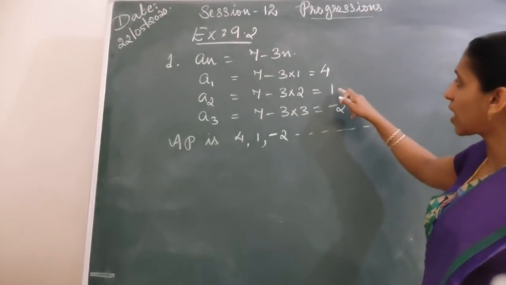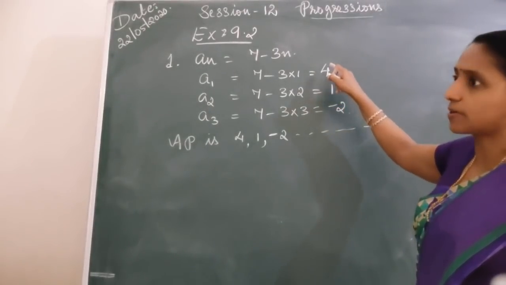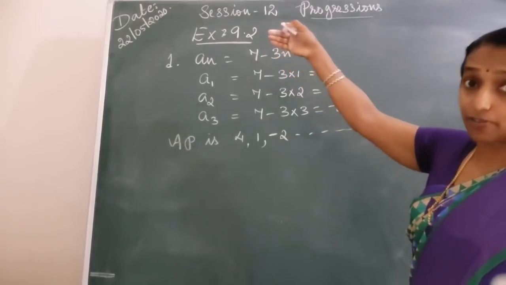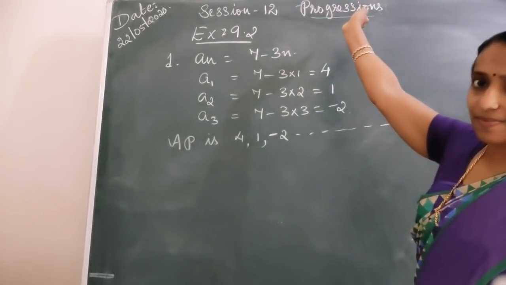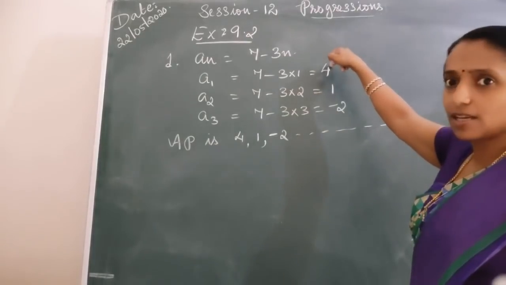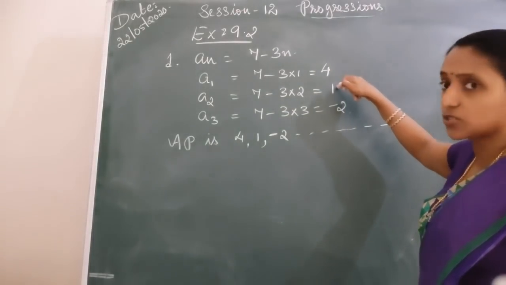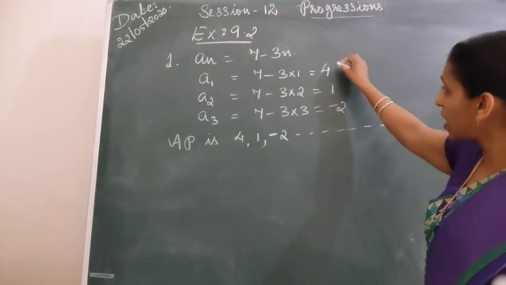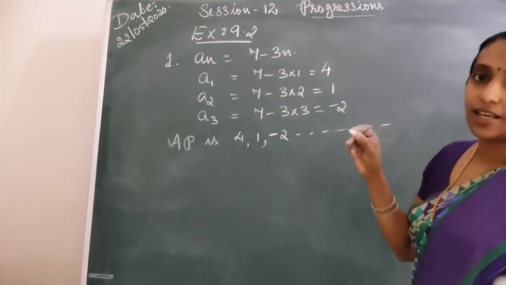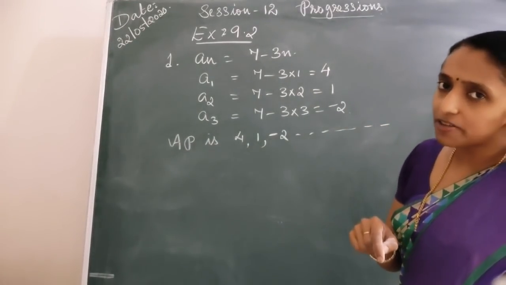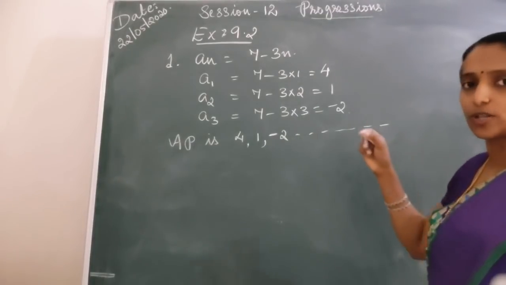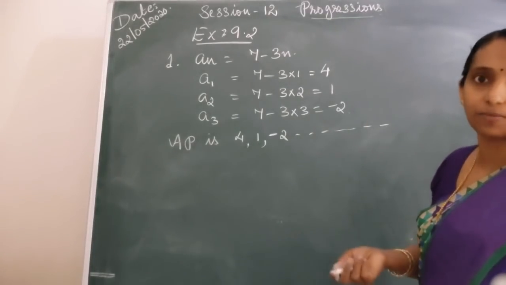Of course, you have to calculate the difference from the previous term, from the second term to the first term, or the third term to the second term. Otherwise, if you have taken from the first to second, you are getting 3. Then your common difference is wrong, as well as your sequence, your calculations, everything will come wrong.